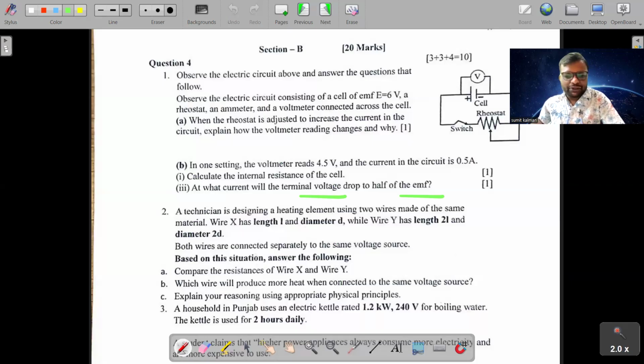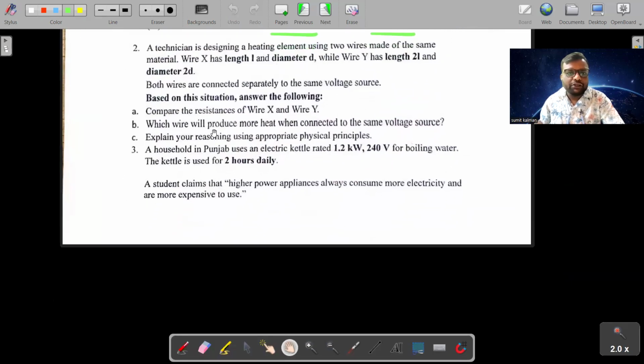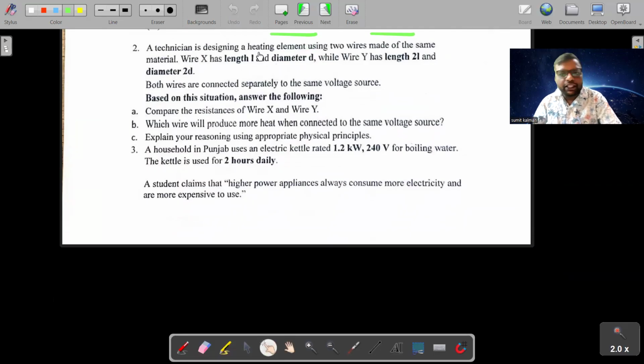And this way you have to, and we have solved all these type of problems in the class. It's very simple. Now, next, a technician is designing a heating element using two wires made of same material. The wires are made of same material, so their resistivity will be same. Wire X has length L and diameter D, while wire Y has length 2L and diameter 2D. Both are connected to the same voltage source. Based on the situation, answer the following. Compare the resistances of wire X and Y.